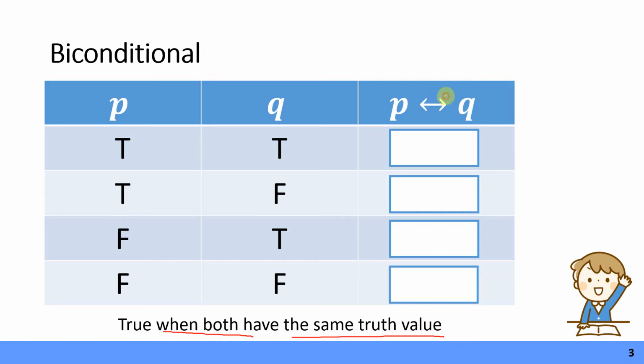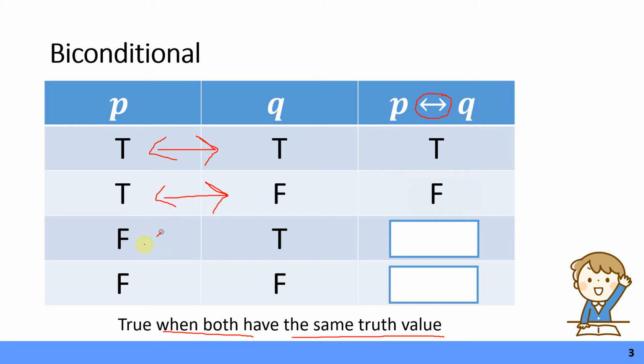The way you read this double arrow symbol is "if and only if." All right, so let's give this a try. True, if and only if true. They're both balanced out, so that is true. True, if and only if false. That is not balanced out, so that is false.